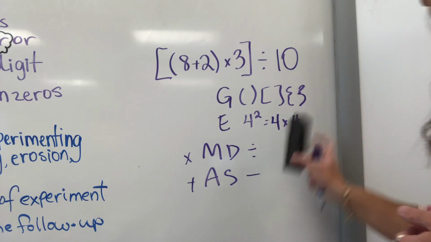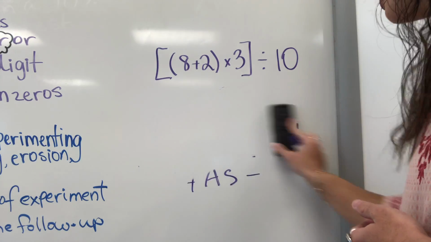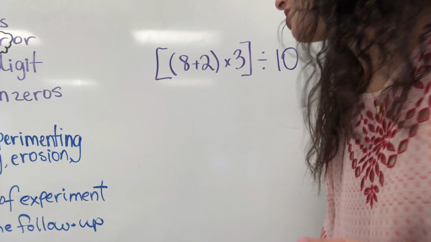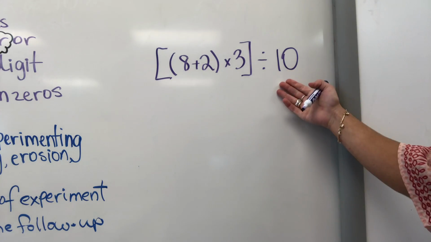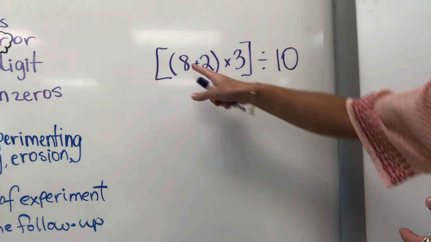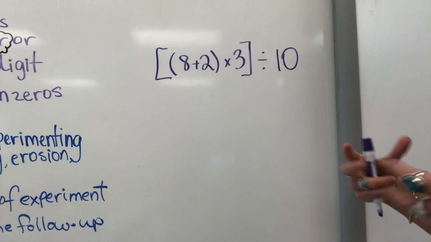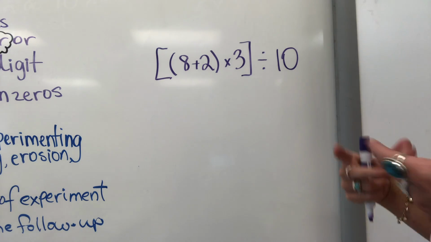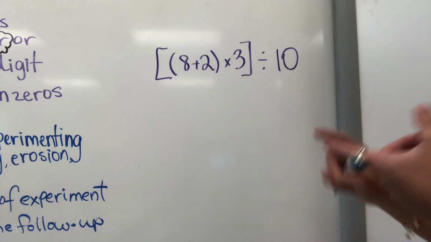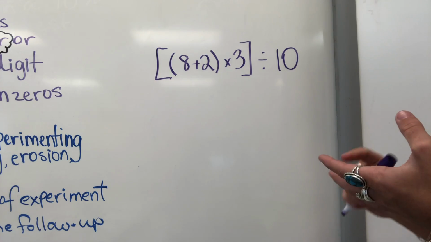So if I were to solve this problem, GEMDOS is like my instructions. It's like the instructions that tell me what to do. So if I look at this and I wonder, okay, what do I do first? Do I add, multiply, or divide? I always know, okay, I'm going to follow GEMDOS. So I'm going to look for grouping symbols first. Do I see any parentheses, brackets, or braces?